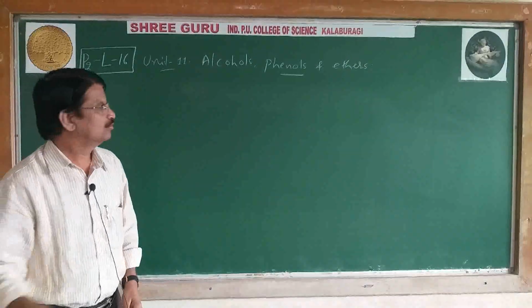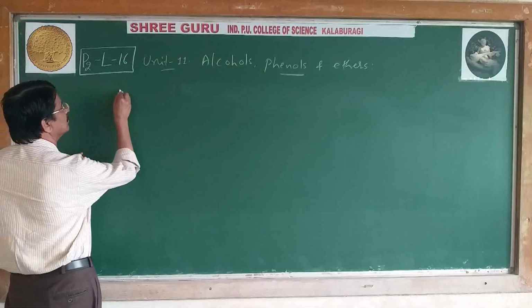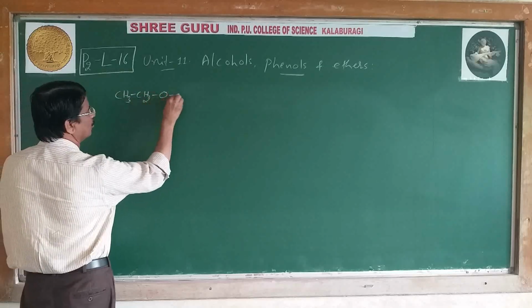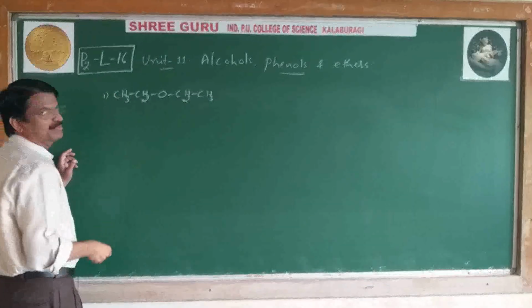So write four different formulas and see how HI can react with these ethers. First example, CH3CH2OCH2CH3, ethoxyethane. Second, CH3OCH2CH3. Symmetrical ether, unsymmetrical ether.